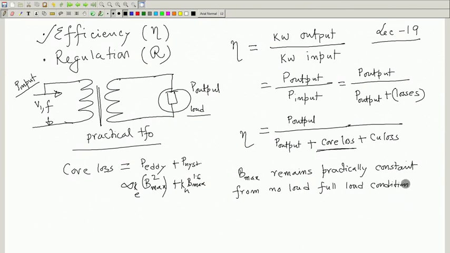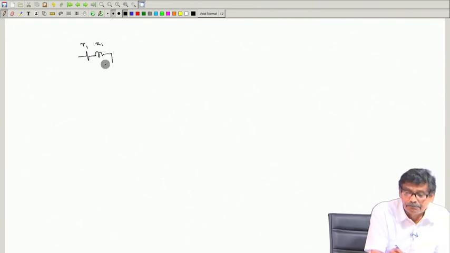Core loss remains constant, because the drop in R1 X1 is little, which means the value of induced voltage E1 in the ideal transformer may not be equal to V1. Recall the exact equivalent circuit of the transformer. What is the exact equivalent circuit? Let me go to the next page. The exact equivalent circuit is R1, X1, then this parallel branch.